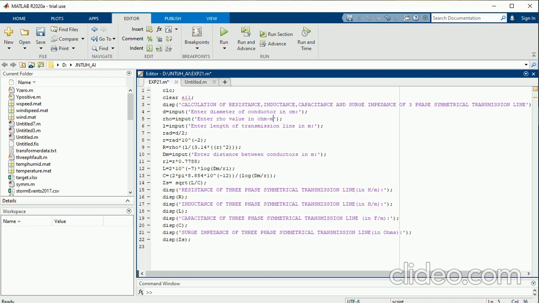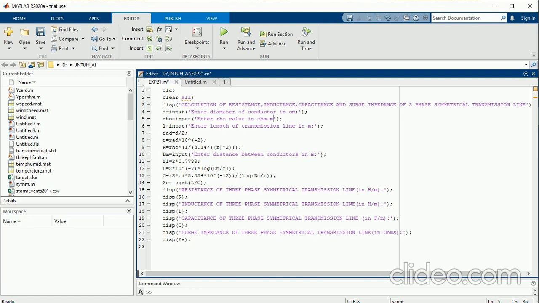Once I get these values, I can calculate the radius. From the given diameter, if I divide it by half, I get the radius. Since the diameter is in centimeters, I can convert it into meters by multiplying the radius by 10 power minus 2. So whatever radius I got now is in meters. I already know whether the transmission line is single phase, three phase, symmetrical or unsymmetrical. The rho value, the resistance property, is not changed.